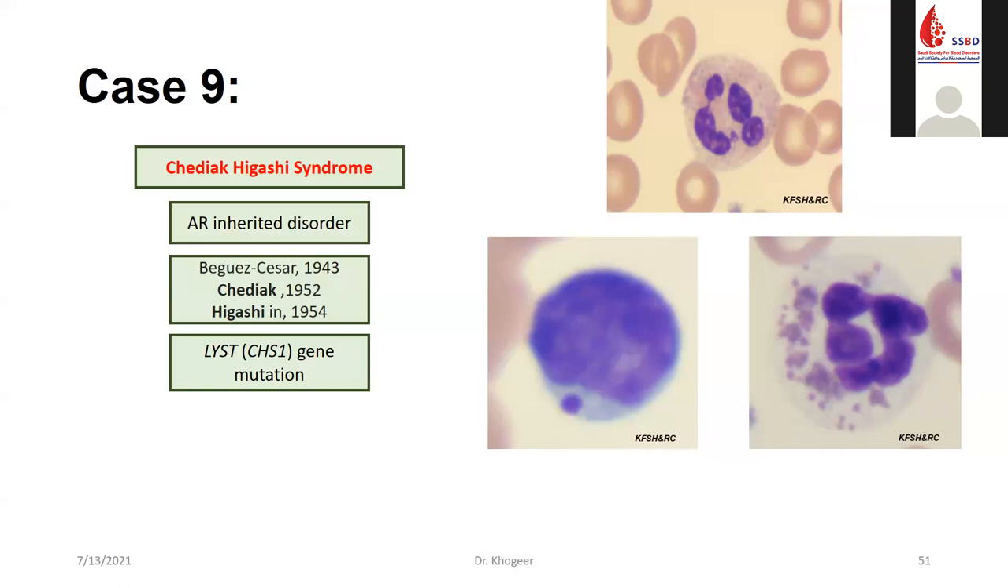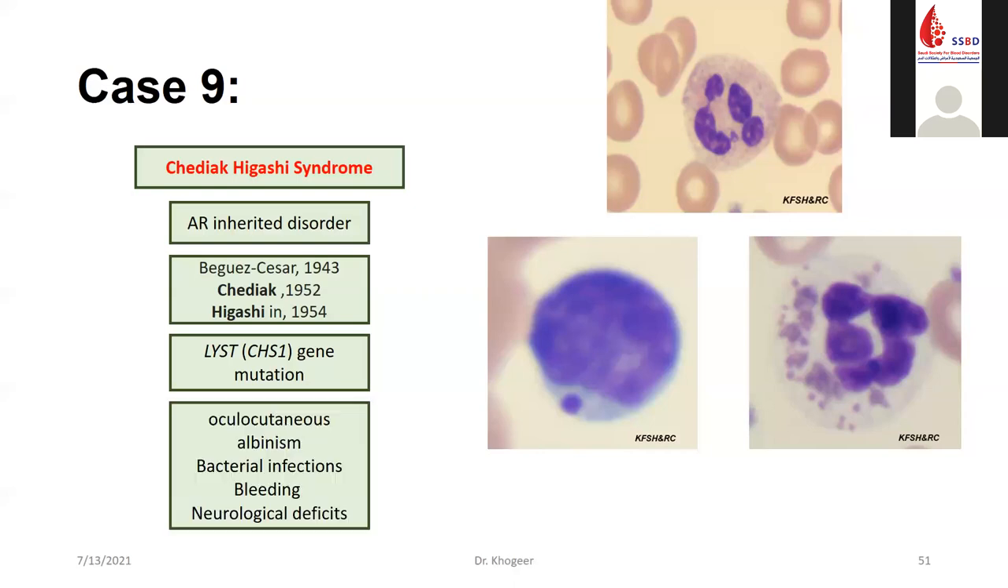Chediak-Higashi is characterized clinically by partial oculocutaneous albinism, which is reduced pigment in the skin and eye due to a defect in the melanin granules. It is also characterized by recurrent pyogenic bacterial infections due to abnormalities in the granulocytes, and also bleeding. Neurological abnormalities or neurological deficits are also common.